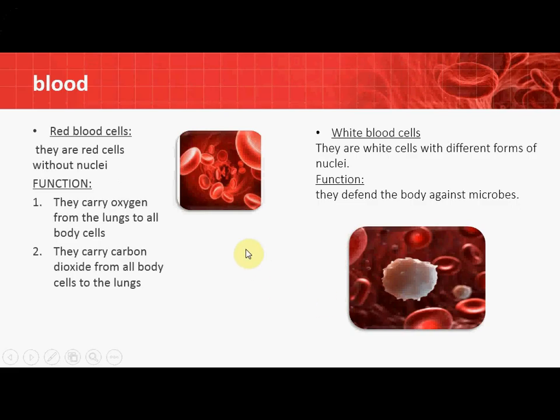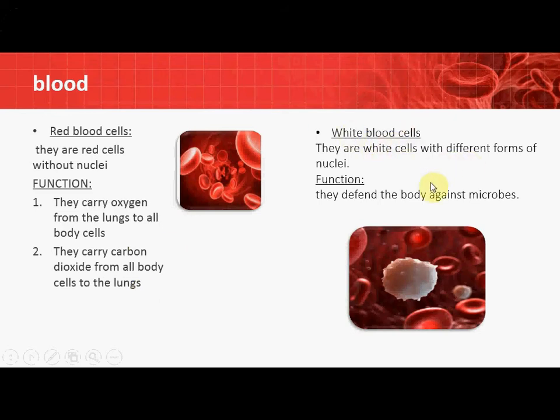Red blood cells, or RBCs, are red cells without nuclei. This means these cells don't have a nucleus. Their function is to carry gases: carry oxygen gas from the lungs to all body cells, and carry carbon dioxide gas from all body cells to the lungs.